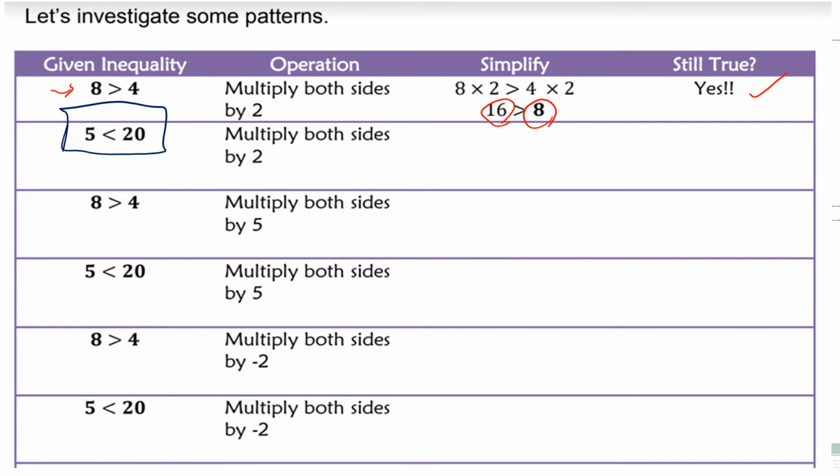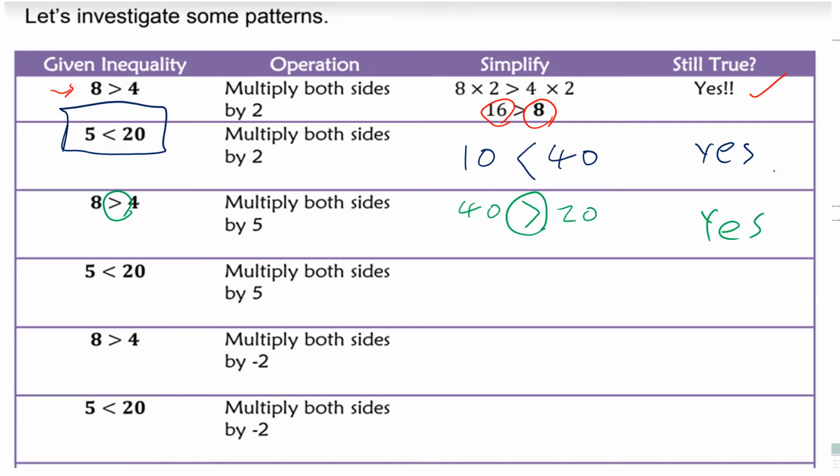Let's look at my example over here. 5 is smaller than 20. So I multiply both sides by 2. 5 times 2 is 10, and 20 times 2 is 40. Is the alligator mouth still open towards the right side? Yes, it is, so it is still valid. What about the next one? 8 times 5 is 40, and 4 times 5 is 20. Same direction that it opens. Yes, it is valid. Same thing happened.